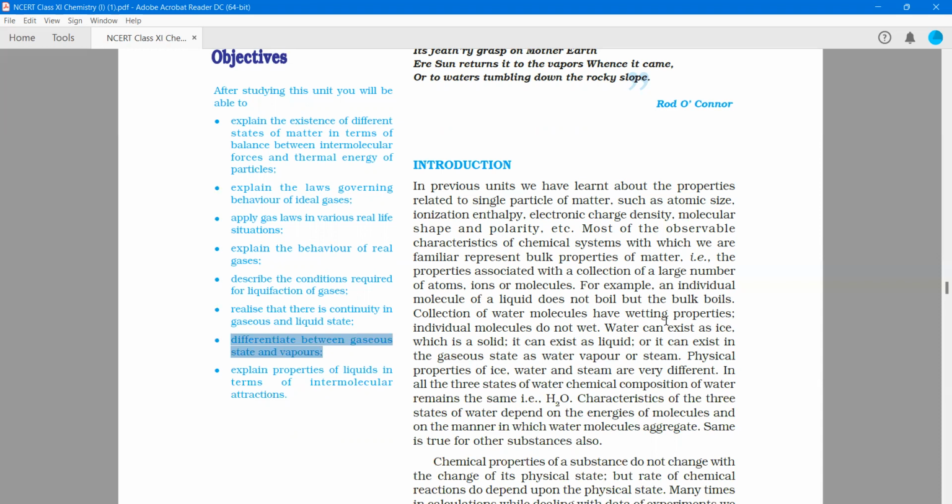Whole of the molecules of water start boiling and not a single molecule. So that is a bulk property, and also a collection of water molecules has the wetting property and not an individual molecule. Water can exist as ice, which is solid. It can exist as liquid, or it can exist in the gaseous state as water vapor or steam. This we all know, right?